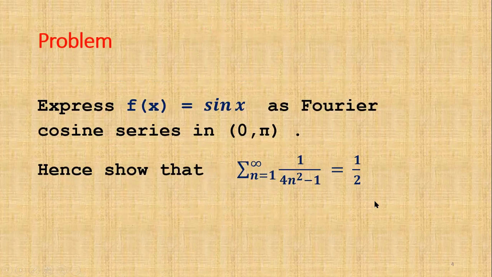So now, using the half range sine and cosine series, we have to solve some problems. So first one: express f of x is equal to sin x as a Fourier cosine series in 0, pi, and hence show that summation n is equal to 1 to infinity 1 by 4n square minus 1 is equal to 1 by 2. First, we express the function sin x as a Fourier cosine series, and hence show the summation.